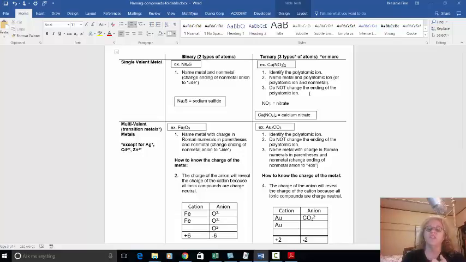So that's just like what you learned. Some of you had been asking me, how about those things that end in 8? Well, that's what this is that ends in 8. It has to have a polyatomic ion to end in 8, calcium nitrate.